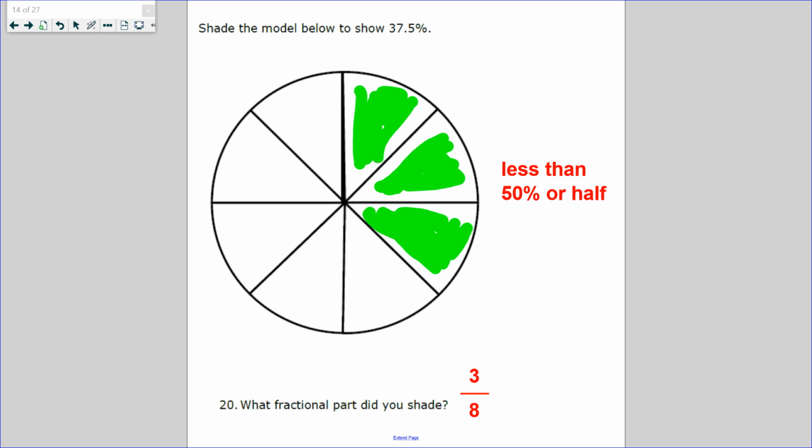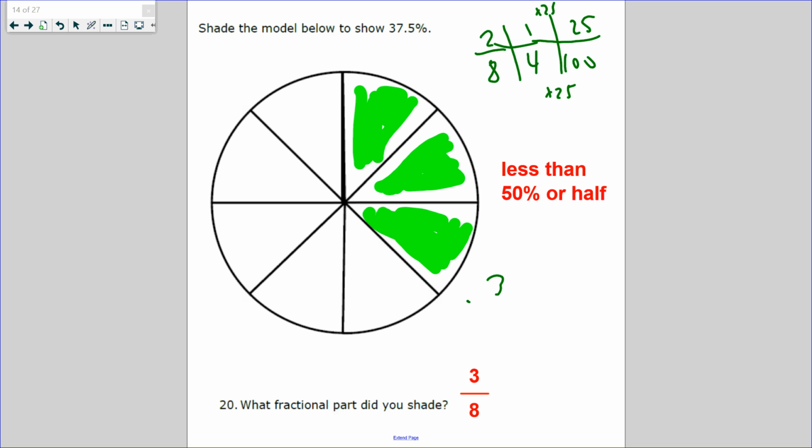And the very last question. Shade the model below to get 37.5%. Well, first of all, is that percent more than half or less than half? Well, it's less than half. So it cannot be 4. So if I shaded 2 of the 8, that's 1/4. And you should know this by now, but 1/4 is 25/100 or 25%. So it can't be 2, it must be 3/8.